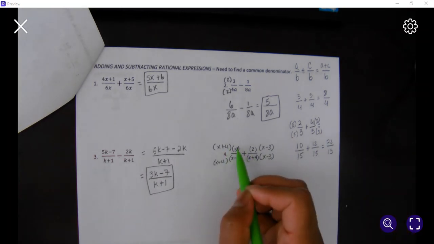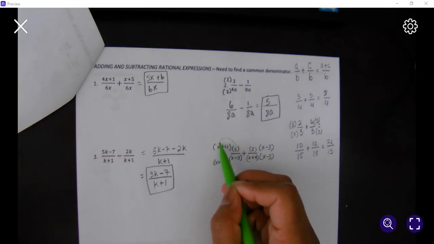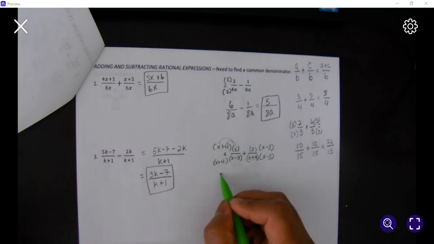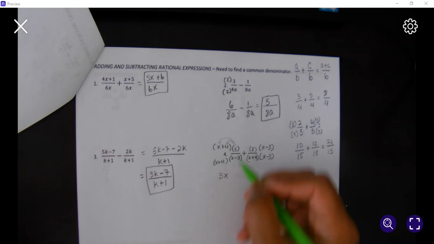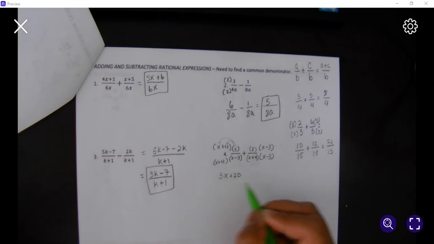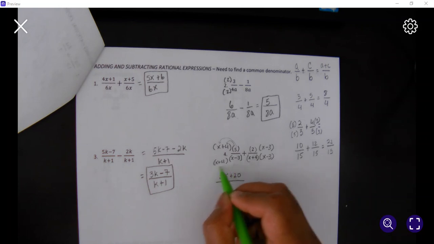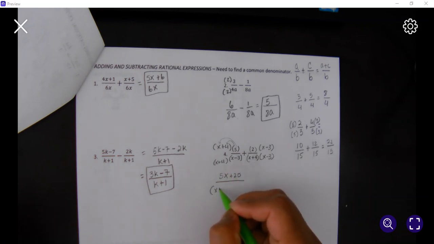In this one, I'm going to take the 5 and distribute it. So you have 5 times x, which is 5x, and 5 times 4 is 20. And then in the denominator, instead of foiling this out, I'm just going to leave it in factored form.